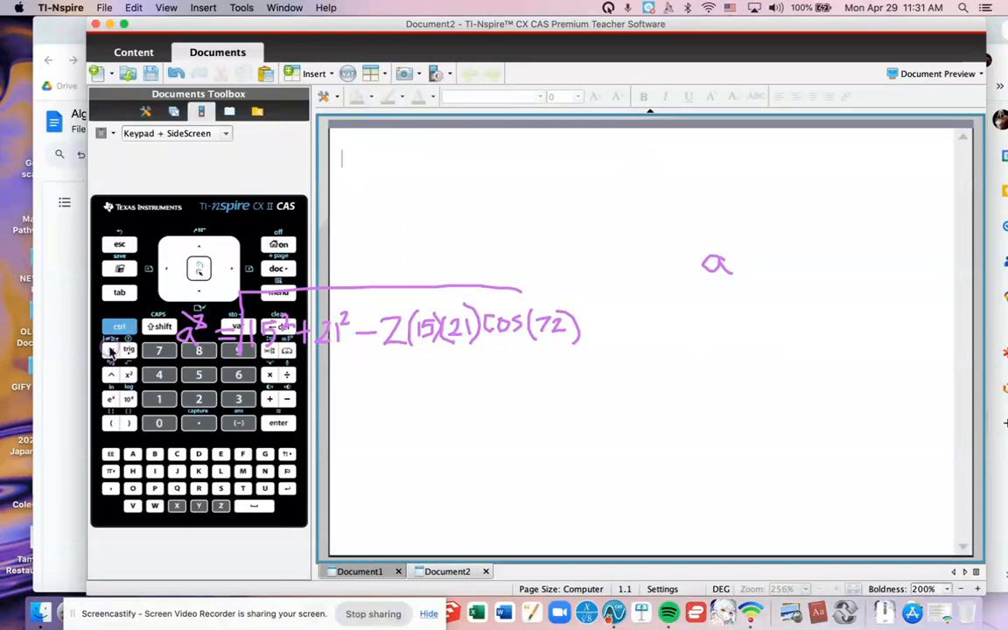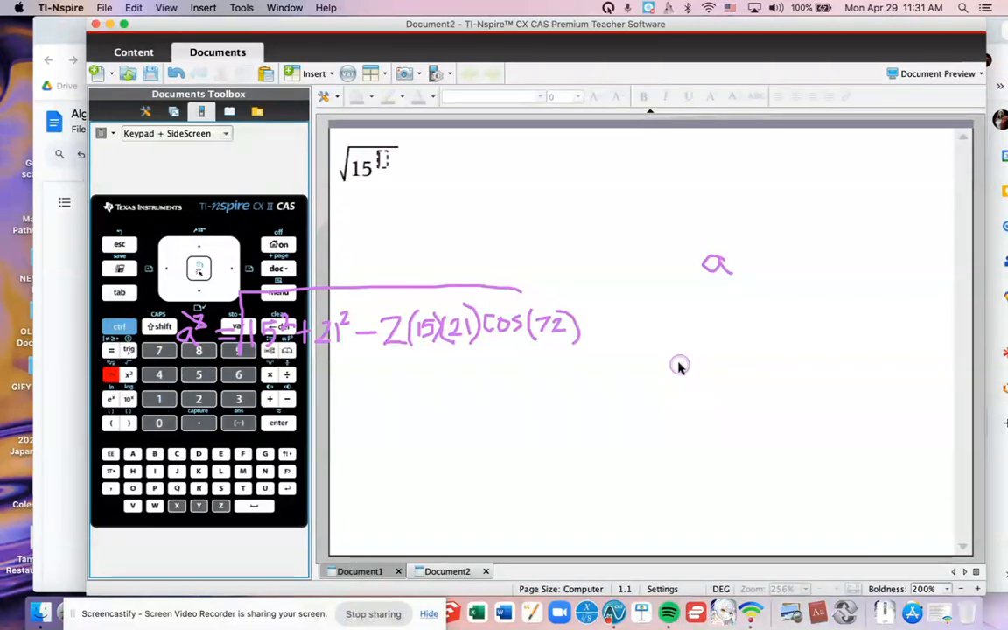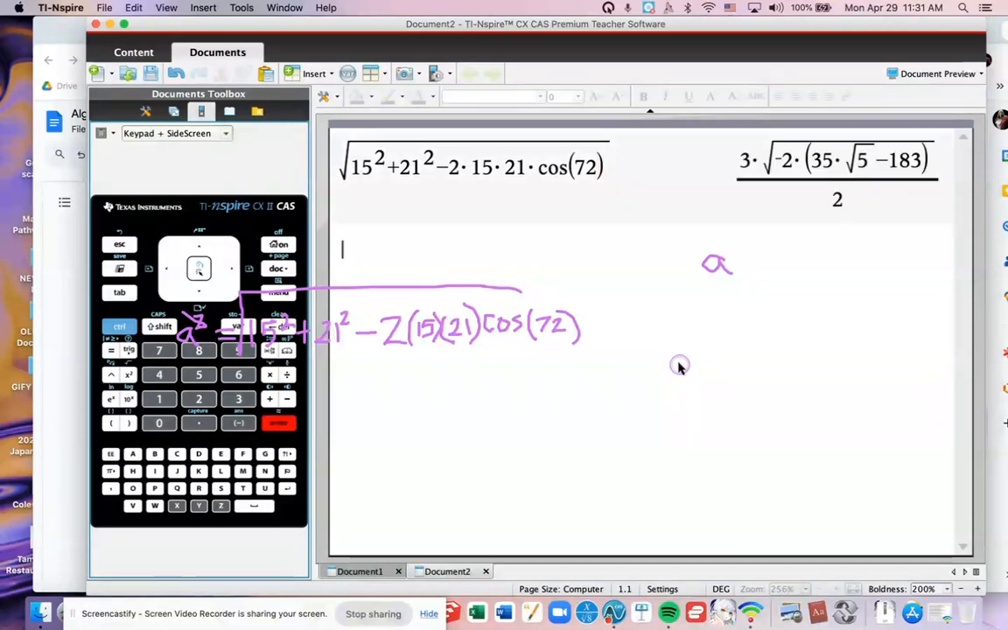Right, so I'm going to click square root, and I have 15 squared plus 21 squared minus 2 times 15 times 21 times cosine of 72 degrees. I like to put a decimal in there, because if I don't put a decimal in here, see what happens. So I like to put a decimal inside my equation somewhere after one of the numbers, so then I get a decimal out of it. Okay, so my A is 21.7.